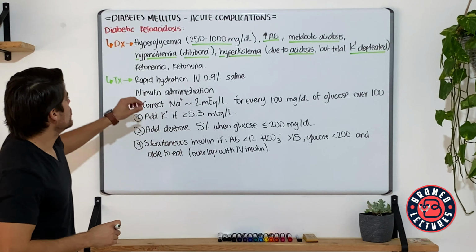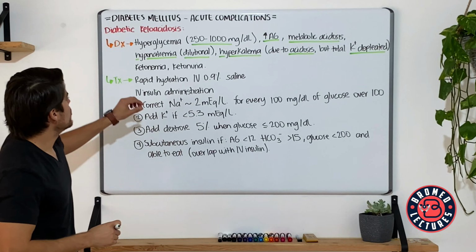And now for the treatment, the first thing that you need to do is to rapidly hydrate your patient with IV 0.9% saline to get rid of some of the symptoms. Of course, giving an IV insulin administration to the patient to get rid of the metabolic disturbances. And there are some guidelines that you need to follow. You have to first correct the sodium.